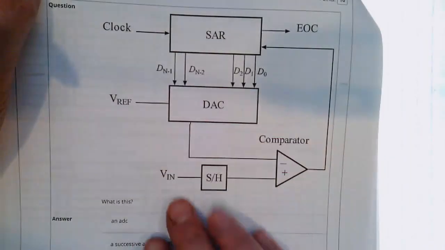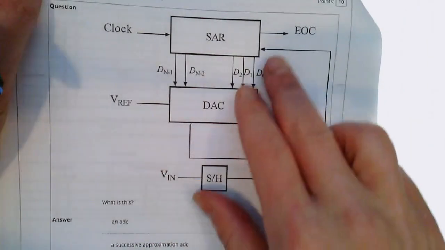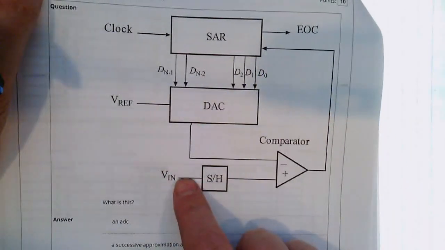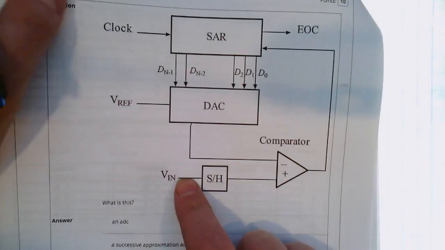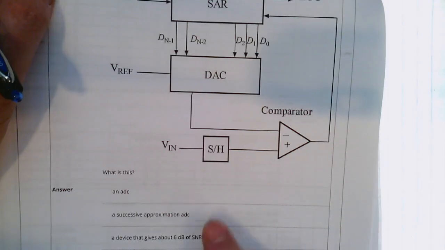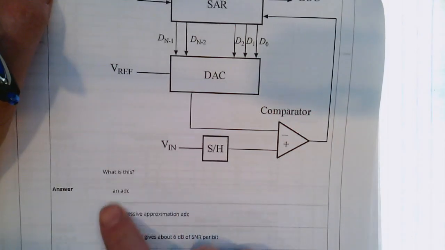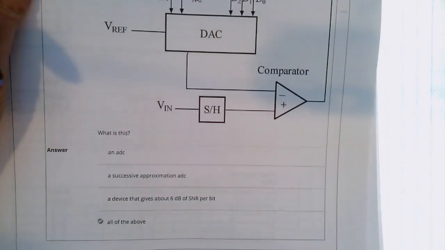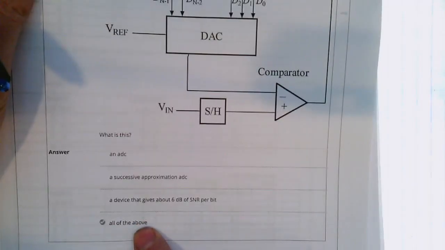It's always chasing this voltage, always going up or down depending upon whether the voltage in is higher or lower. And then it says a device that gives about 6 dB of signal-to-noise ratio per bit, and that's also true. So all three of these things are true, and that's why we write all of the above.